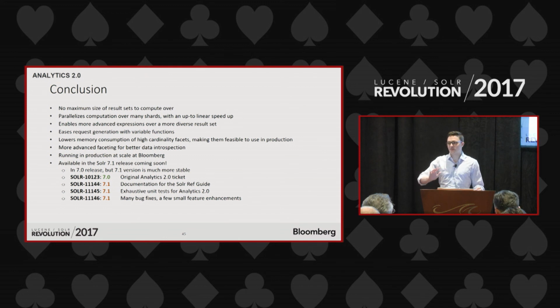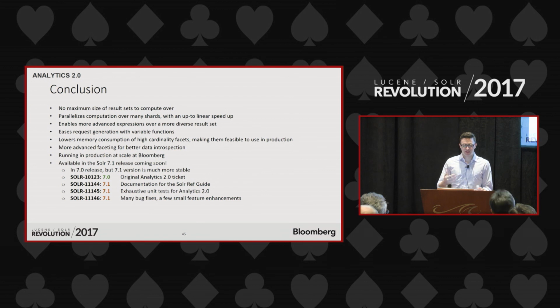In general, all this is going to be available in the Solr 7.1 release, as well as the very detailed documentation of this component. But it is in the 7.0 release too, although the 7.1 version comes with a lot of bug fixes and is a lot more stable. I would just warn you with that. The tickets below are the tickets on this new component. The original Analytics 2.0 ticket has been merged into 7.0 and approved, and the remaining tickets are waiting to be merged into 7.1. Just wanted to give you all the timeline on this.